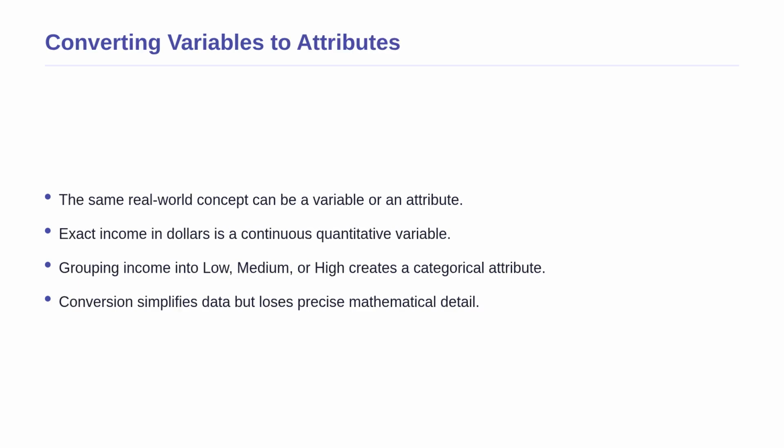Building on those definitions, it is fascinating to note that the exact same real-world concept can be treated as either a variable or an attribute. This matters because how you record data changes what you can do with it. Take a person's income. If you record the exact dollar amount, you have a continuous quantitative variable, allowing you to calculate precise averages. But if you ask them to check a box for low, medium, or high income, you have converted that number into a categorical attribute. This makes surveys easier to summarize, but you permanently lose the precise mathematical detail.